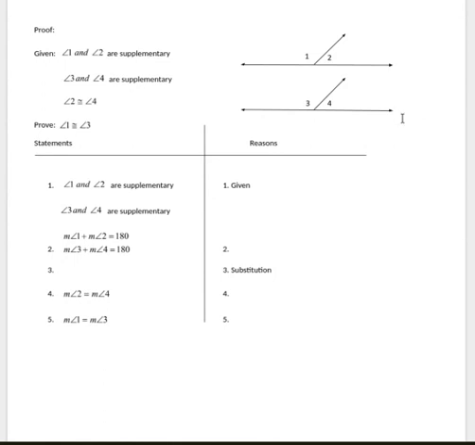We are given that angles 1 and 2 are supplementary, angles 3 and 4 are supplementary, and we're given that angle 2 is congruent to angle 4. So I started the proof by writing out two parts of the given, that 1 and 2 and 3 and 4 are supplementary. And because of the definition of supplementary angles, we can say that both of those pairs equal 180.